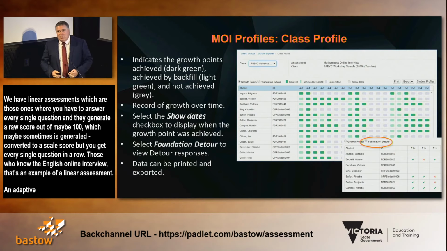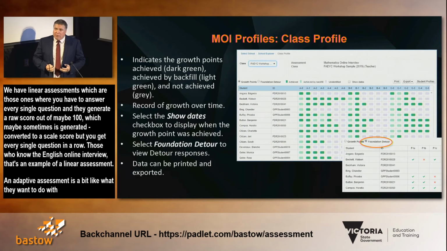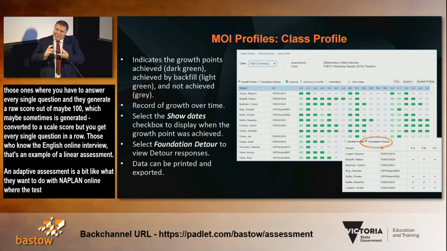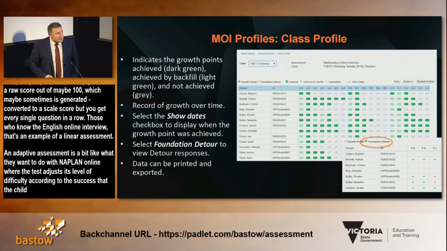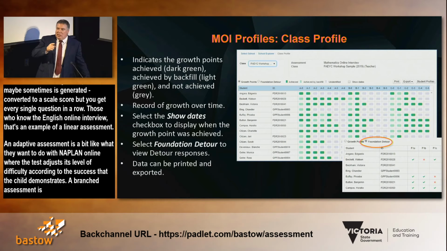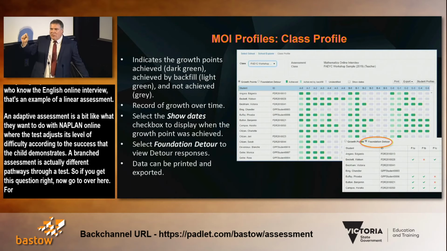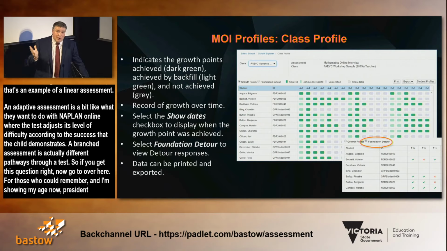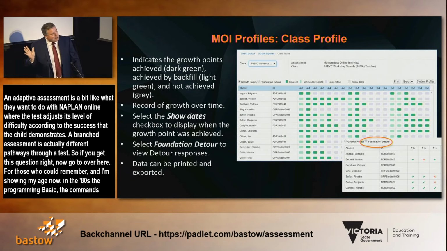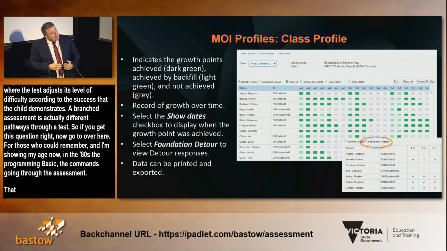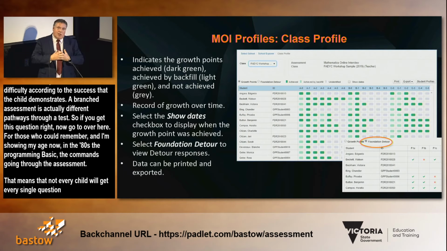An adaptive assessment is a bit like what they want to do with NAPLAN Online, where the test adjusts its level of difficulty according to the success that the child demonstrates. A branched assessment is actually just different pathways through a test. So if you get this question right, now go over here. For those who can remember, and I'm showing my age now, programming in BASIC in the 80s, it's basically a bunch of if-then commands going through the assessment. That means that not every child will get every single question to be actually awarded a growth point.